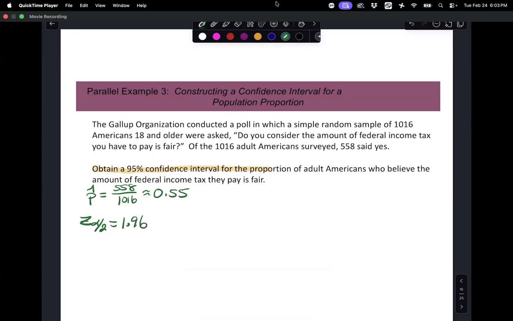All right. You are more than welcome to do the math all at once rather than doing it piece by piece. For some reason, it all just makes more sense to me doing piece by piece. That's why I do it that way. So I'm going to do sigma sub p hat, square root of our p is 0.55, 1 minus 0.55, divided by our sample size, which is 1016.